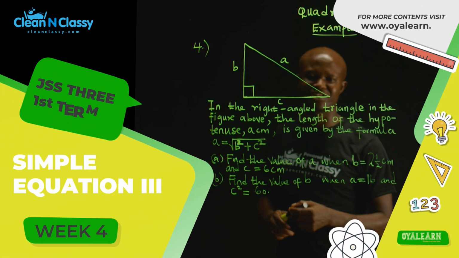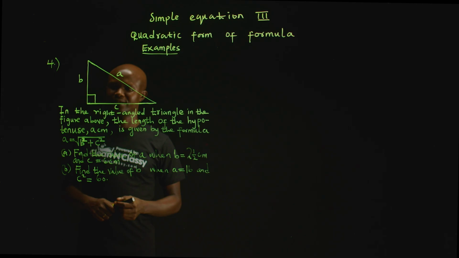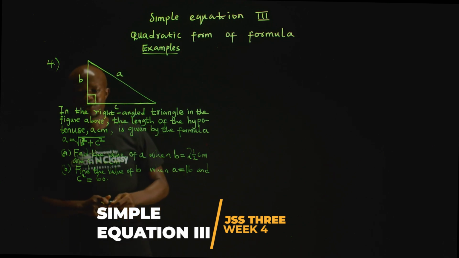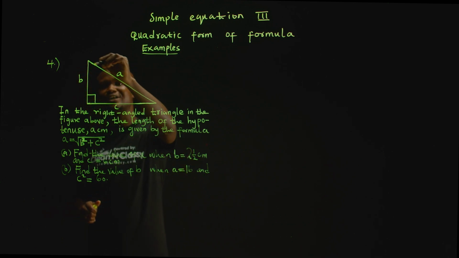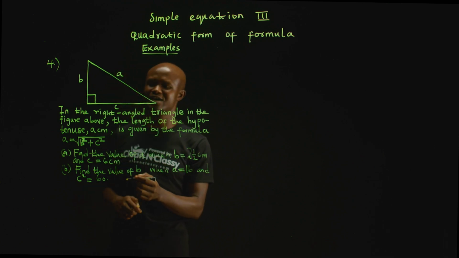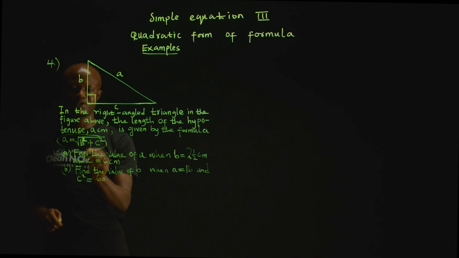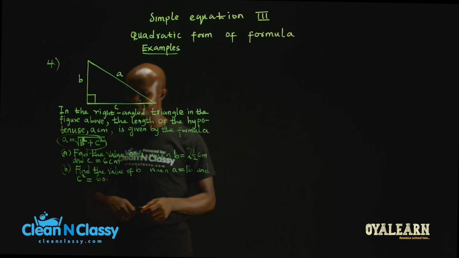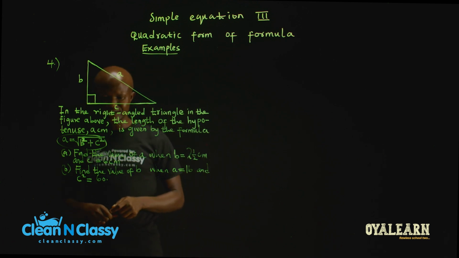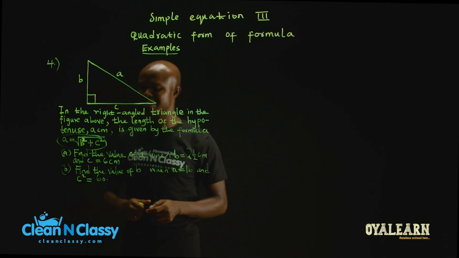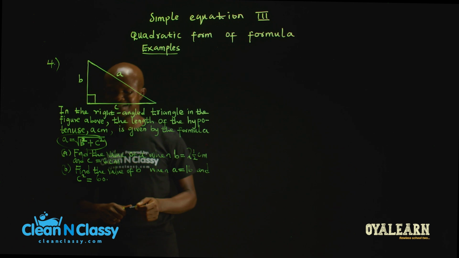In the right angle triangle in the figure above, we can see the right angle triangle. The length of the hypotenuse, a centimeter, this is the hypotenuse, a centimeter, is given by the formula a equals the square root of b squared plus c squared. We have to find a. Find the value of a when b equals 2.5 centimeter and c equals 6 centimeter.